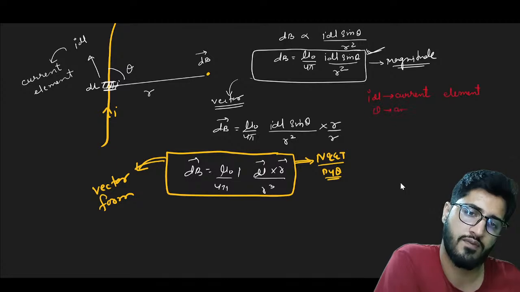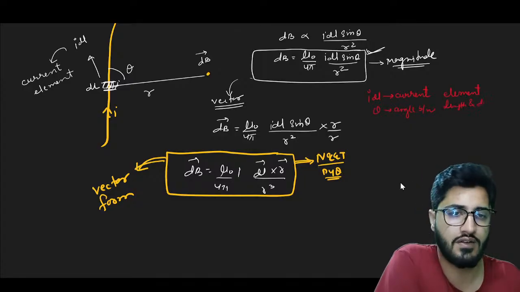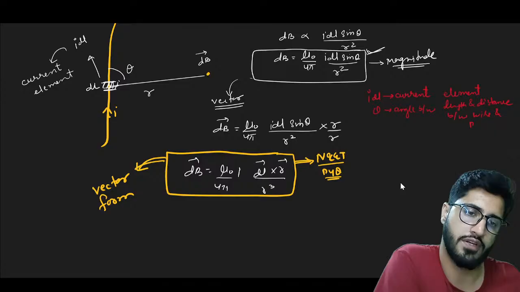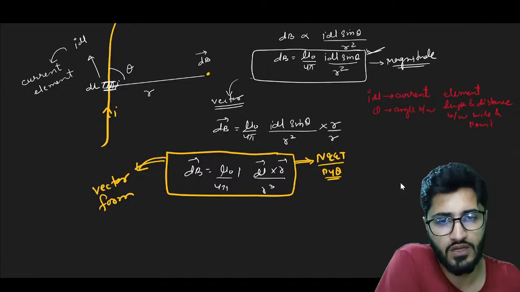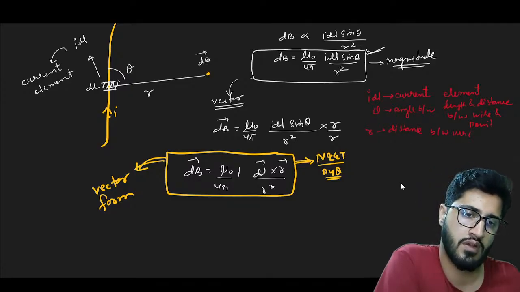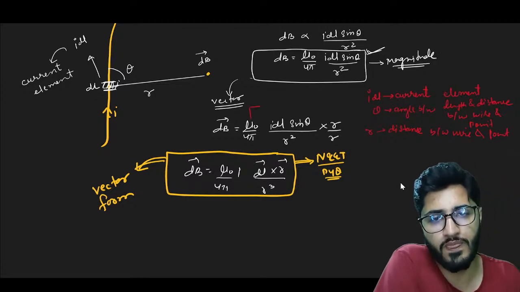Theta, angle between element length and distance between wire and point. Done? What is r? Distance between wire and point.